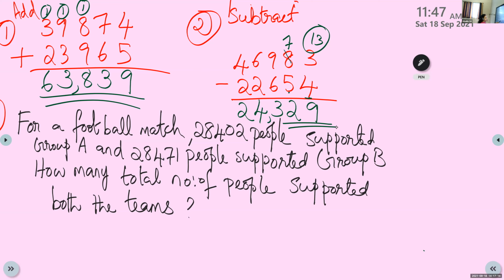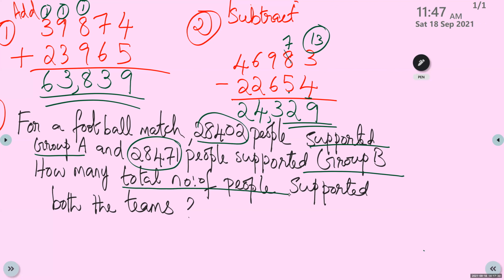For a football match, 28,402 people supported group A. And how many supported group B? 28,471. Okay. Now look at the sentence. How many total number of people supported? Addition. Yes, addition. So children, can you give me the first step? What will you write as the first step? Number of people supported group A. Very good.